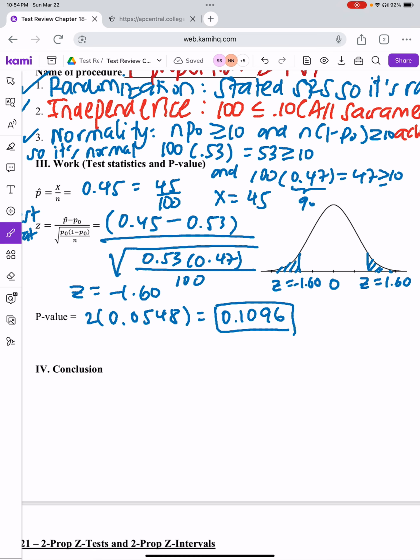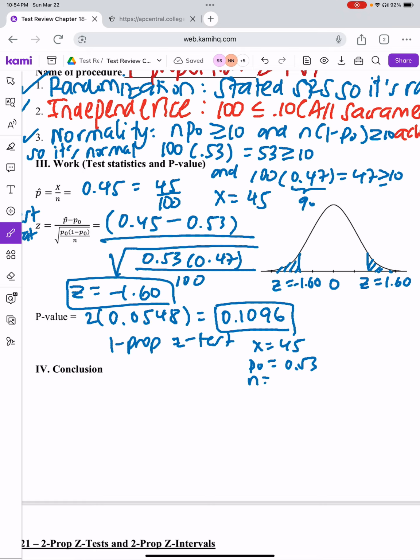You can also do this on your calculator. You can go to a one-prop z-test and type in x equals 45, p naught equals 0.53, n equals the sample size, which is 100. It does give you the answer, but make sure that on your test, you show all of your work like I did. Find the test statistic, show your work. If it's a confidence interval, show your work for that as well.